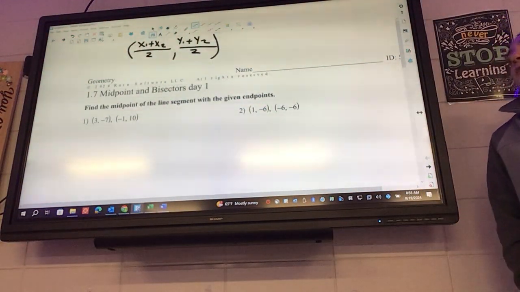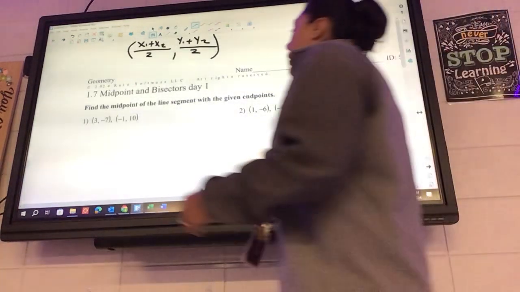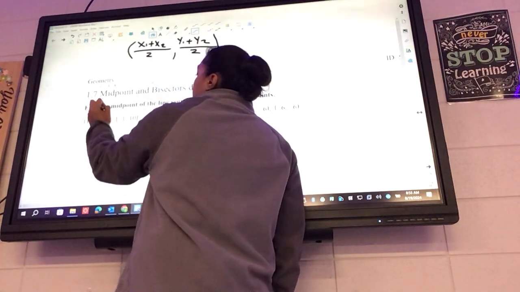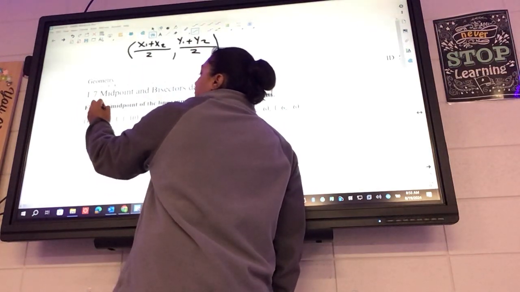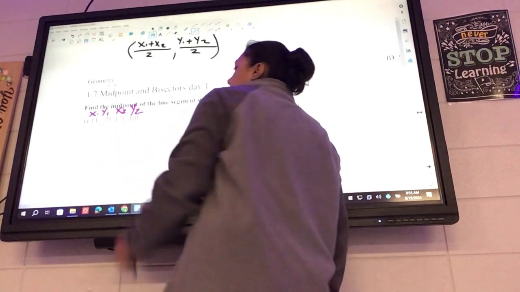Okay, so if we look at number one, what is the very first thing we should always do? Label them. Okay, so we're going to label them. How do I label this first one? X1, Y1, there we go. X2, Y2.